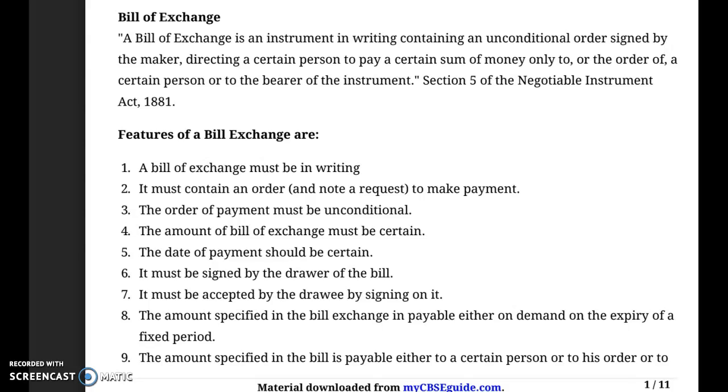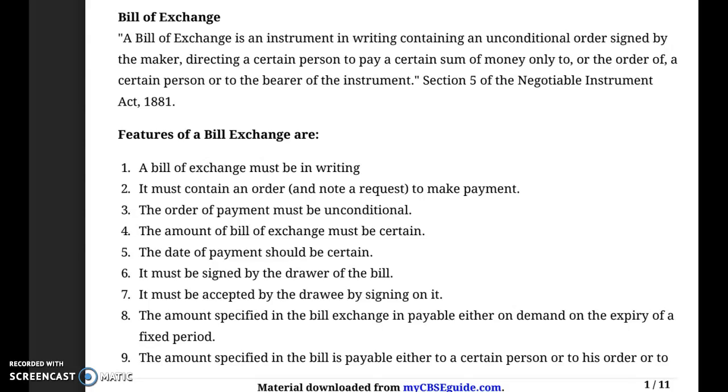If there is a working day, then I will make the payment. If there will be a sunrise, then I will make the payment. If I get the payment from Mr. A, then only I will make you the payment. It is an unconditional order.